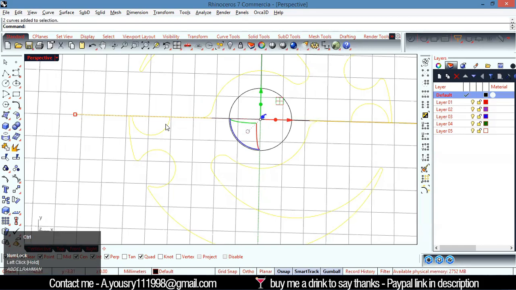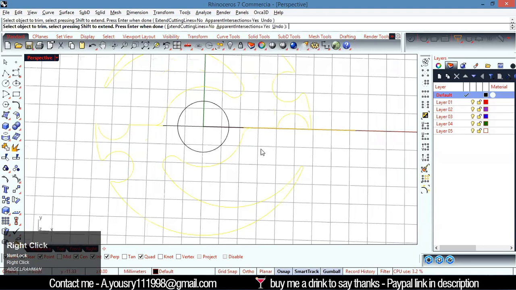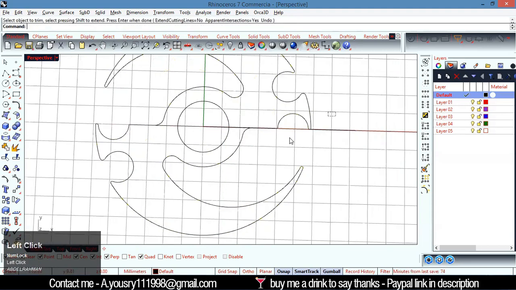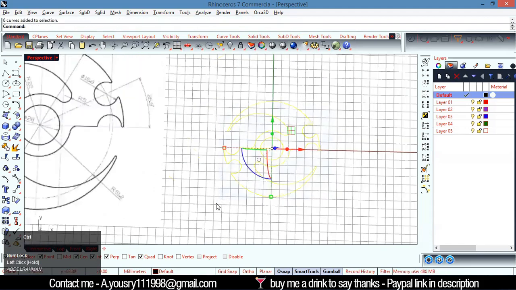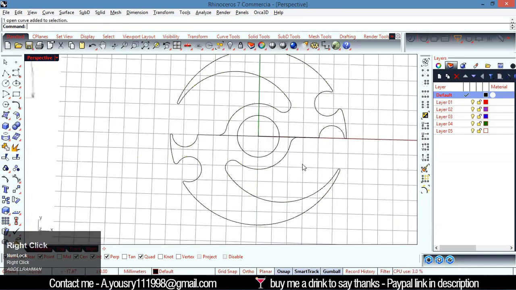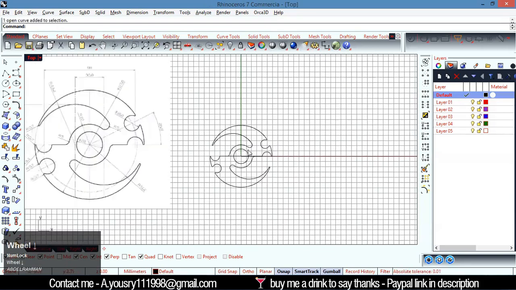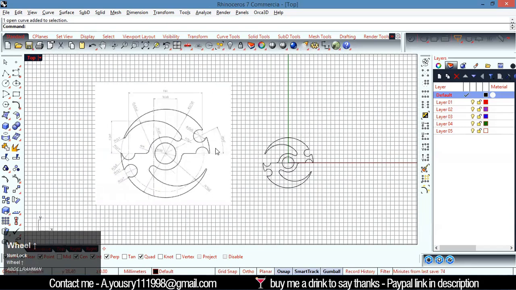Let's take the trim, that line and that line. Also trim that line and that one, and join them all together. Okay. Yeah, I finished my part, and I hope you guys like it.